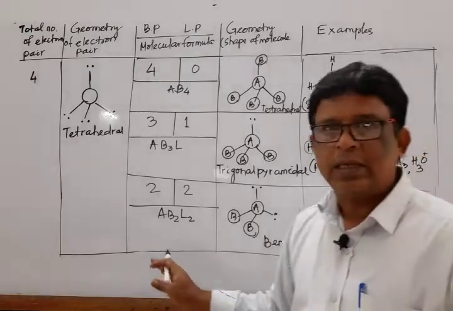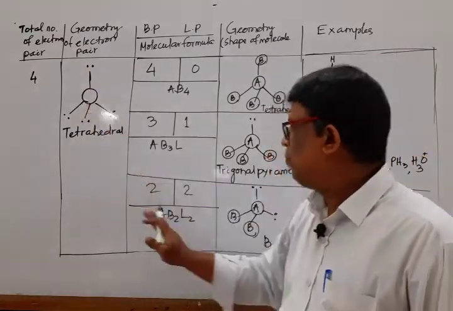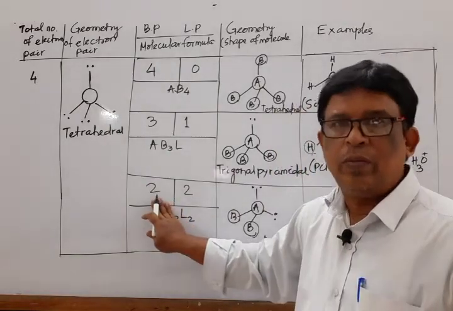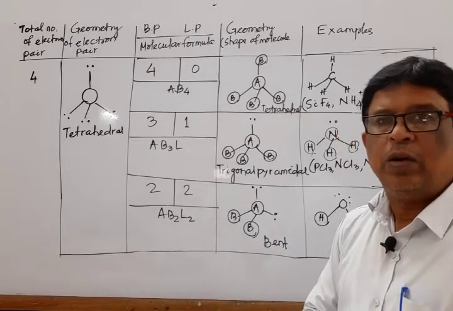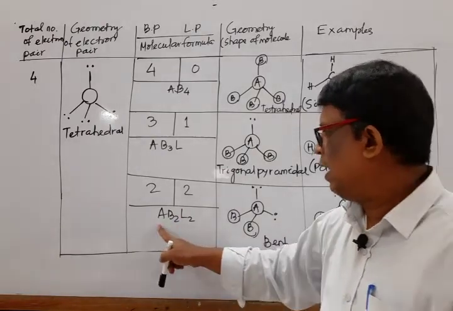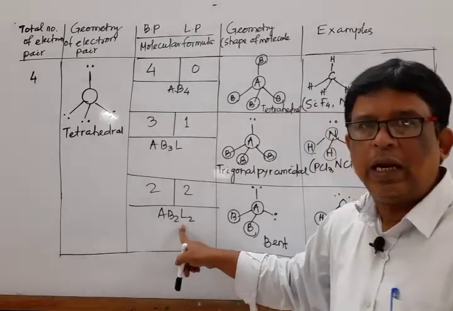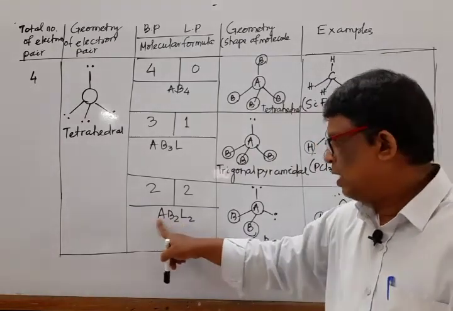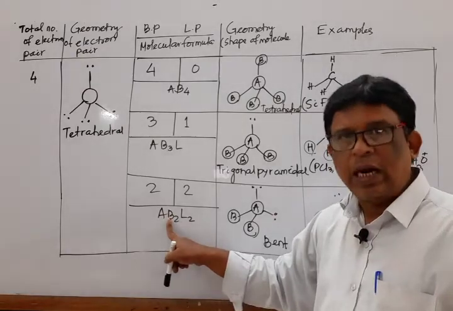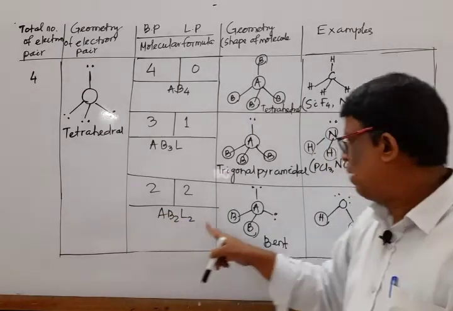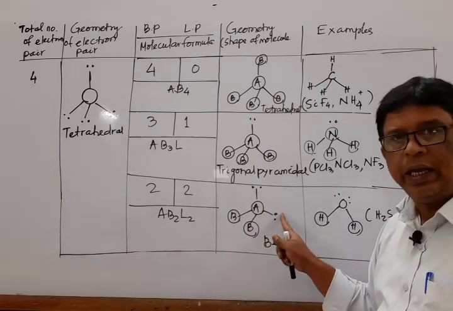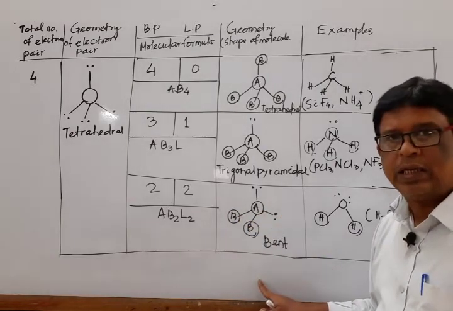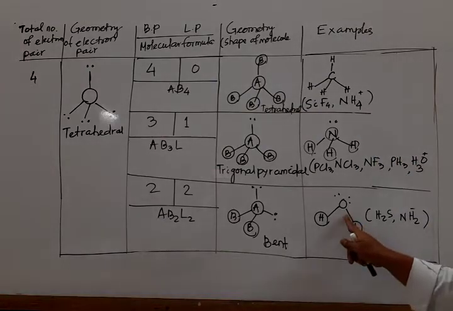Move to third case. Among the 4 electron pair, if 2 of them are bond pair and 2 of them are lone pair, then the molecular formula is represented as AB2L2. L stands for lone pair. A is the central atom, the outer 2 are the similar atom B, where L is the lone pair. Mark that. A, 2 B similar atoms and 2 lone pair are there. If it is, then the geometry is bent shape. Mark that.